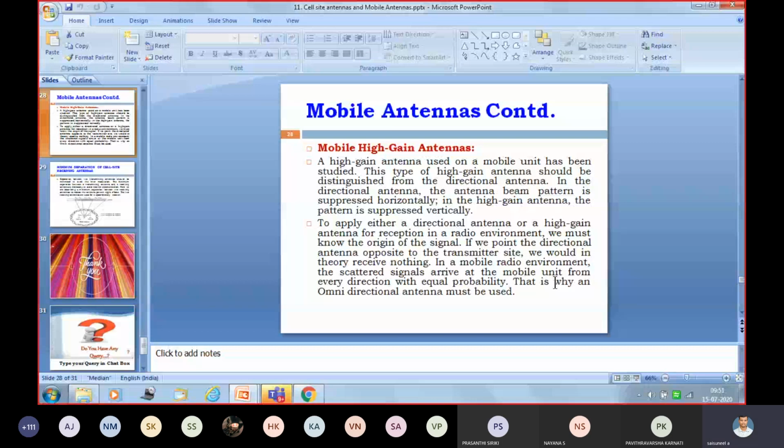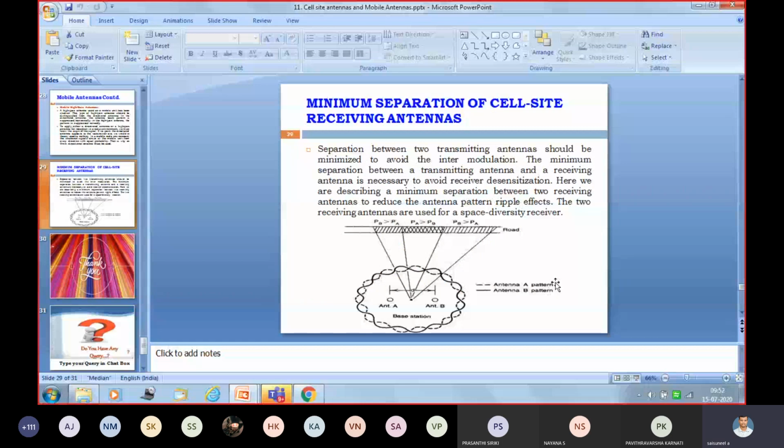Now the last one: what is the separation distance between receiving antennas in the cell site? All of you have discussed space diversity. What is the minimum distance we have to maintain? D is the distance maintained between two antennas on the cell phone tower. See this figure. This is antenna A and this is antenna B in the base station.